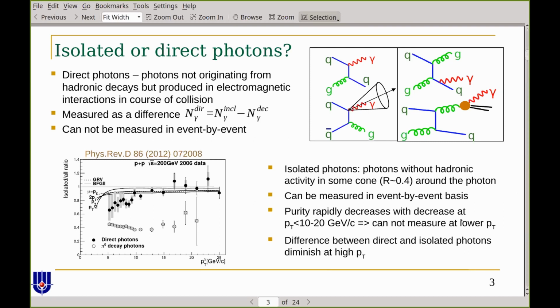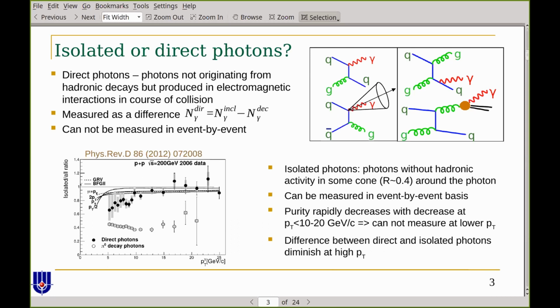So isolated photons can be measured on an event-by-event basis, and as you can see in this plot on the left, almost all direct photons are isolated at high PT. This is a ratio of isolated to direct or decay photons. So at high PT, almost all direct photons are isolated, so there is no difference between them.